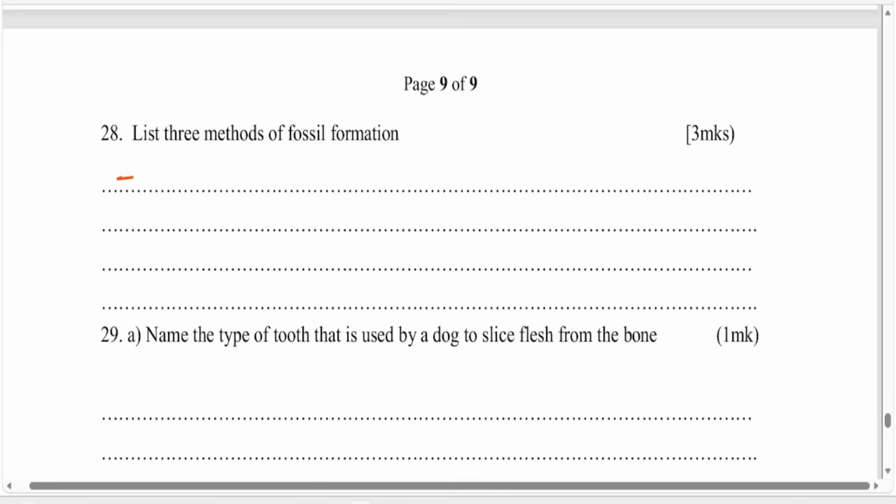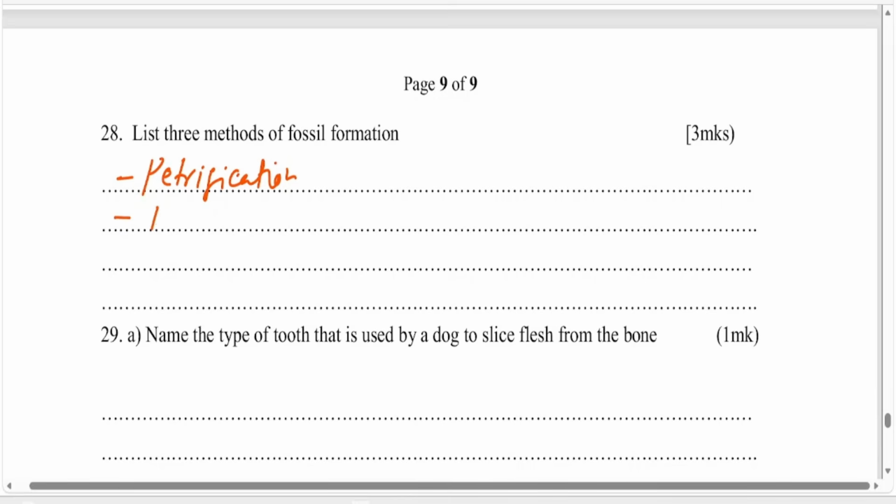We have petrification as one of the methods of fossil formation, as explained under the evidences of evolution. Petrification is whereby the remains of an organism are gradually replaced by minerals from the surrounding water. So, for example, you find a bone changing to a stone-like substance. That's petrification.